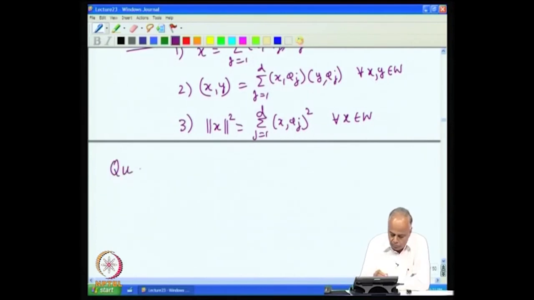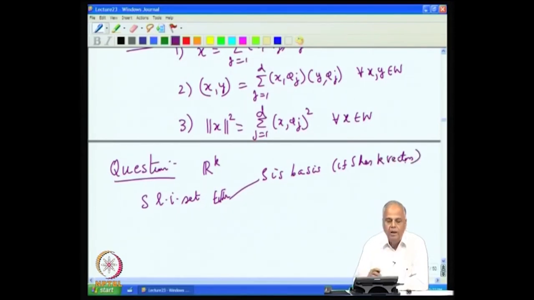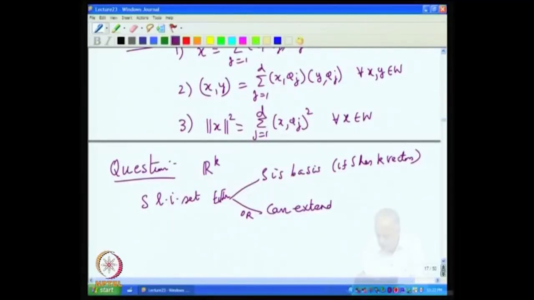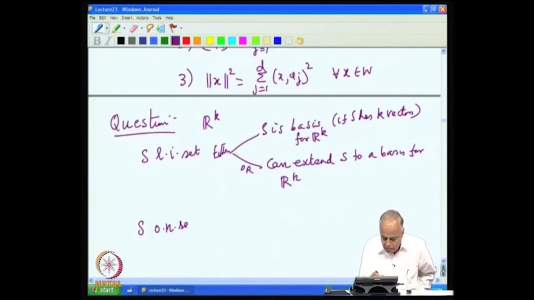Now, we raise a question. We have R^k, and we have a linearly independent set S. We saw that either S is a basis, which will happen if S has k vectors, because any k linearly independent vectors will form a basis, or we can extend S to a basis for R^k. Now, if we start with S an orthonormal set, we have seen that S is linearly independent.